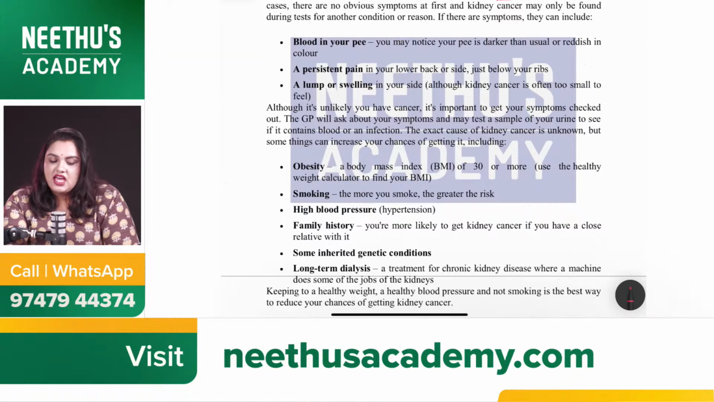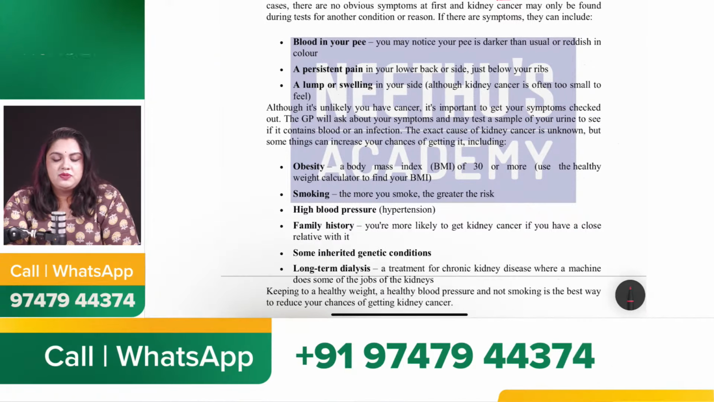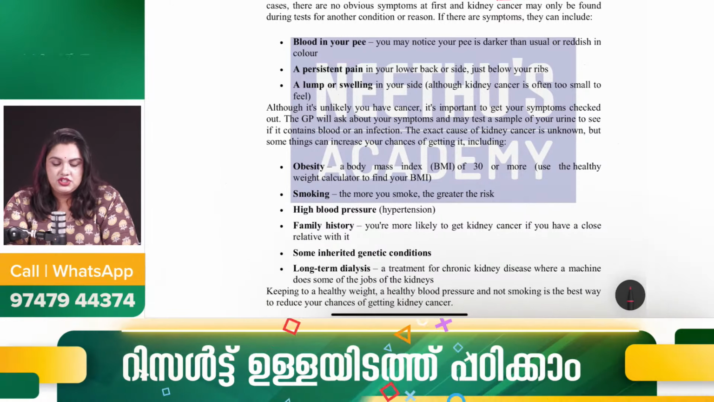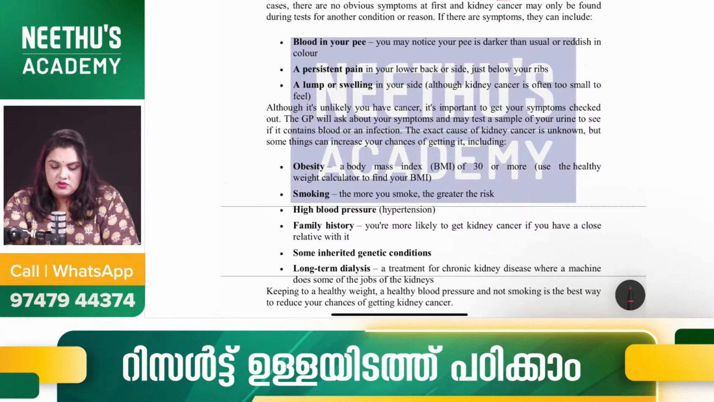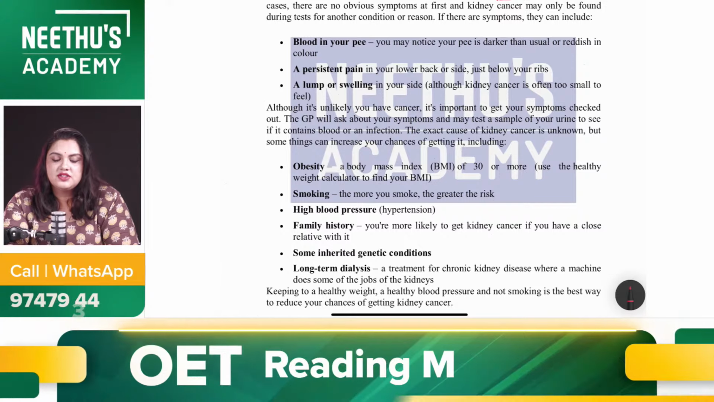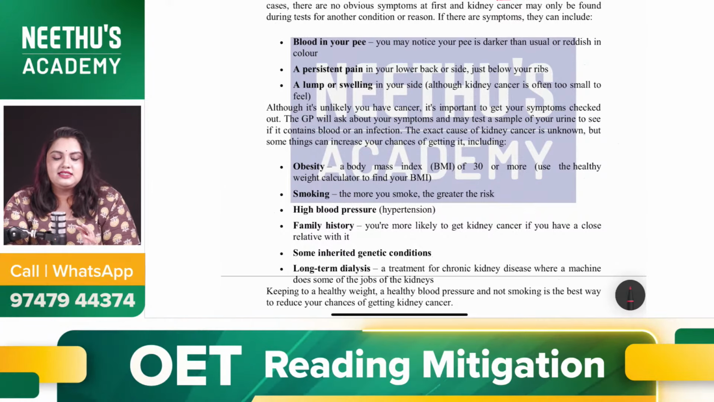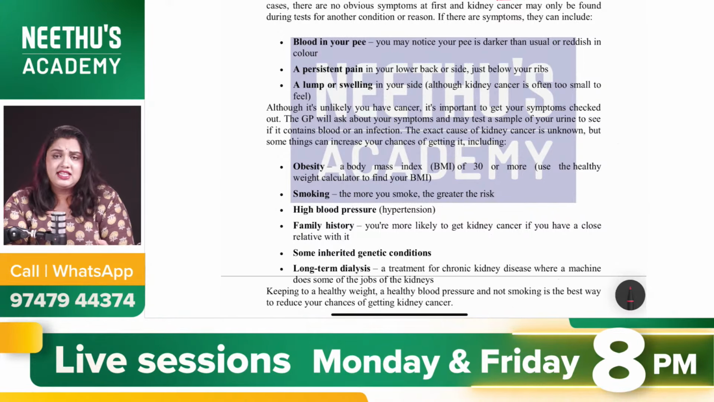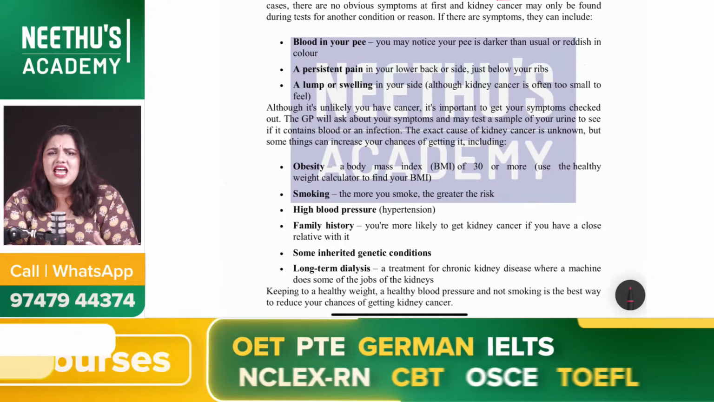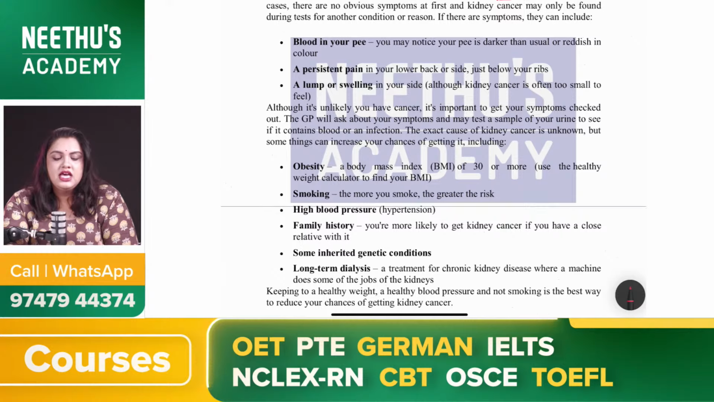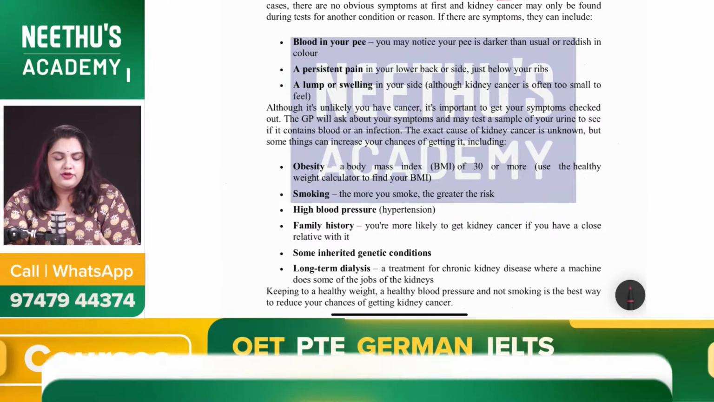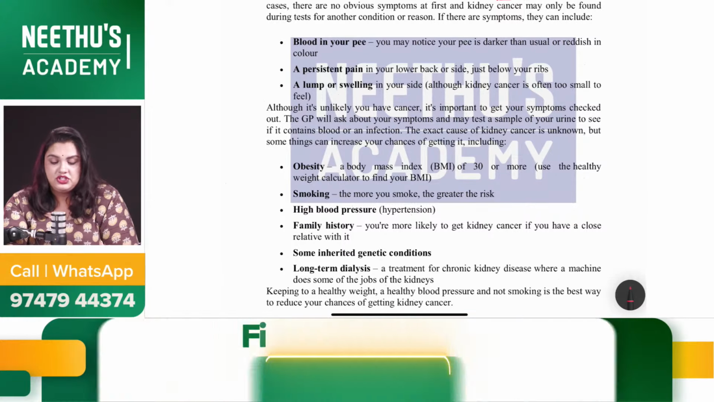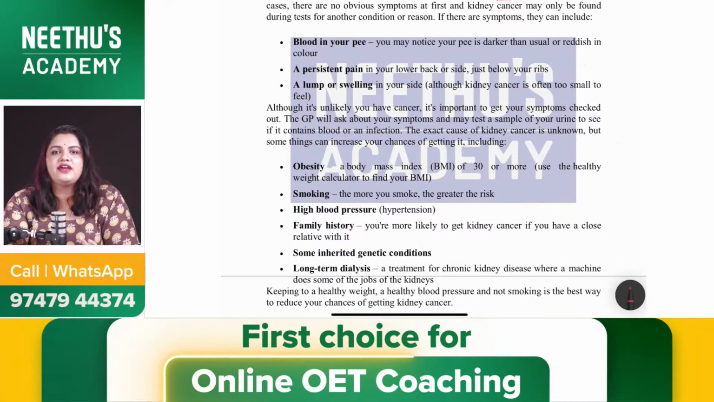Although it is unlikely you have cancer, it is important to get your symptoms checked out. The GP will ask about your symptoms and may test a sample of your urine to see if it contains blood or an infection. The exact cause of kidney cancer is unknown, but sometimes some things can increase your chances of getting it. Although it is unlikely you have cancer, if these symptoms are displayed there is a chance that you might have cancer or not, but it is good that you get checked out. Your general physician, that is your GP, will talk about your symptoms, take a sample of your urine and see if it contains blood or an infection, so that you can actually find out the cause.